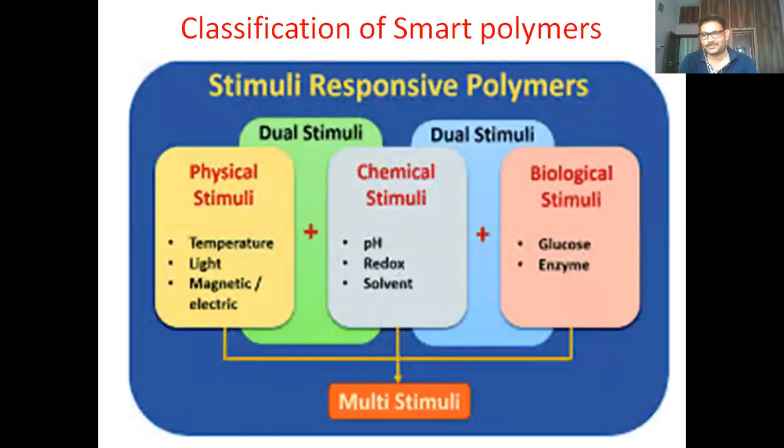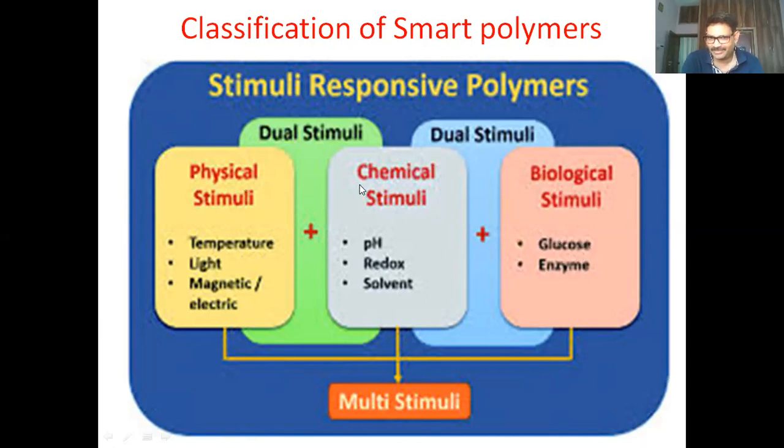What is the classification of smart polymers? There are various stimuli that we have. Based on the nature of the stimuli, the smart polymers are classified into physical stimuli smart polymers, chemical stimuli smart polymers, and biological stimuli smart polymers. For the physical stimuli, we have temperature, light, magnetic, electrical or mechanical, etc. For chemical, pH, redox, and solvent systems. And for biological, glucose or enzyme.